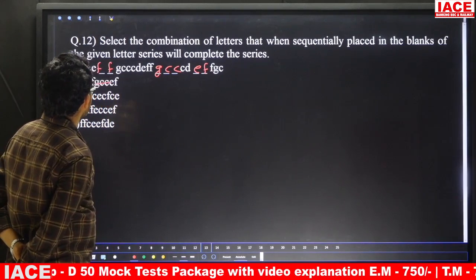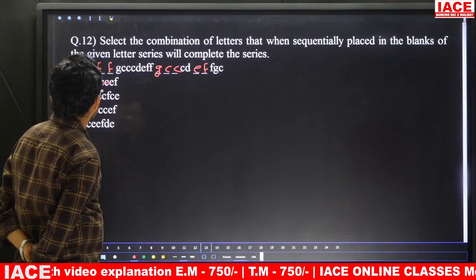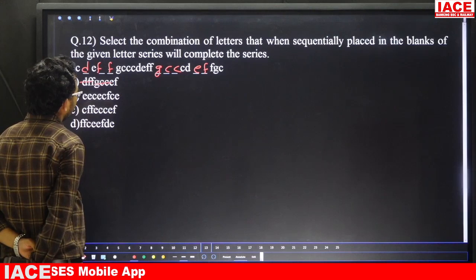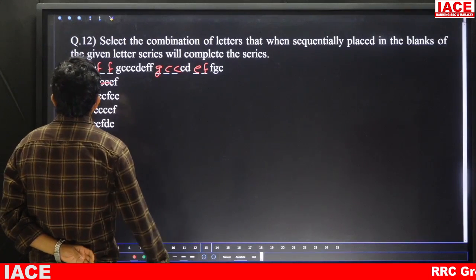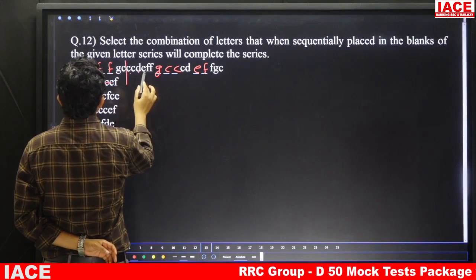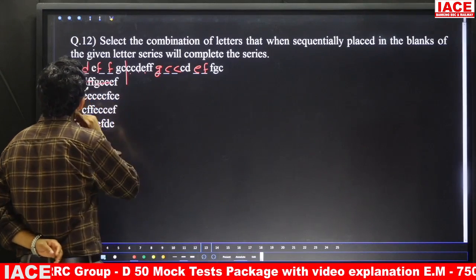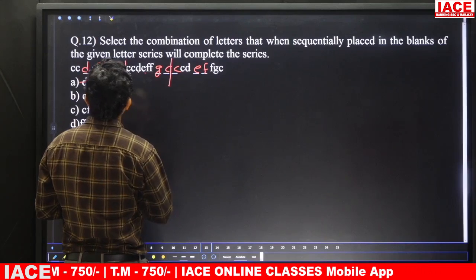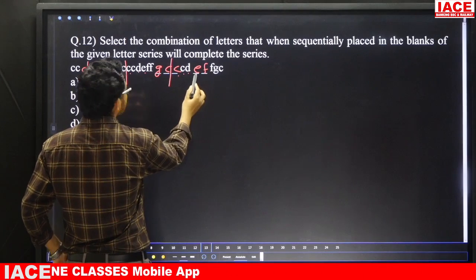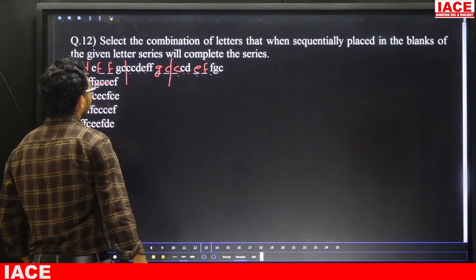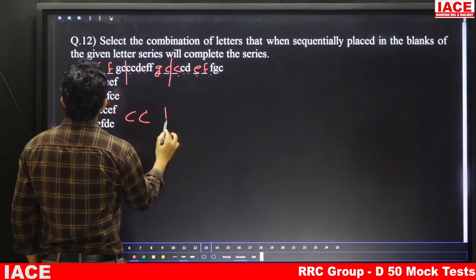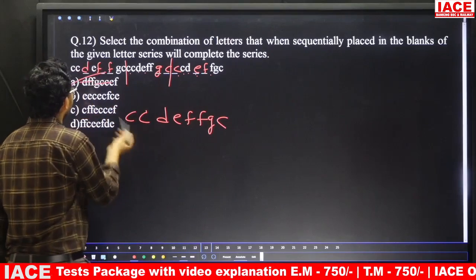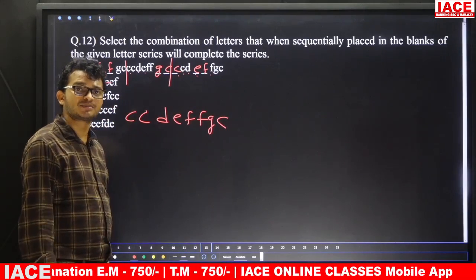Friends, once if you observe here: C, C, next one D, E, next one F, F, next one G, C. Yes, friends, take here C, C, D, E, F, F, G, C. The series is repeating by substituting option A. So the answer is what? Option A. Question number 12, option A.